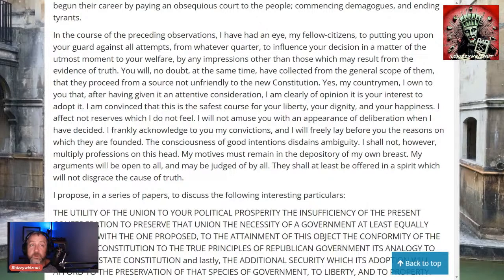disdains ambiguity. I shall not, however, multiply professions on this head. It's interesting. My motives must remain in the depository of my own breast. My arguments will be open to all and may be judged by all. They shall at least be offered in a spirit which will not disgrace the cause of truth.